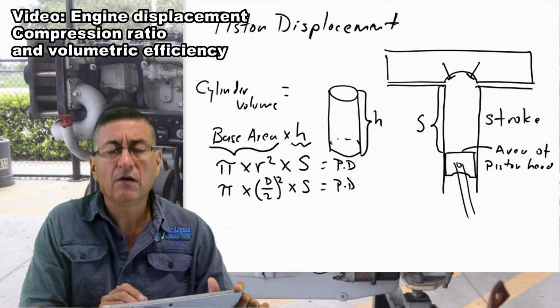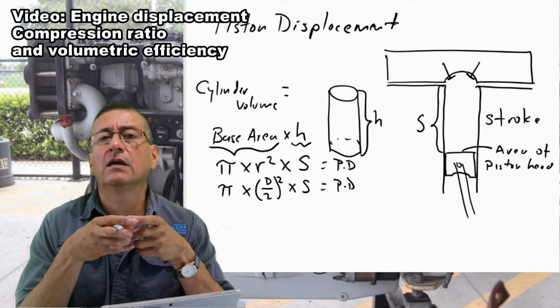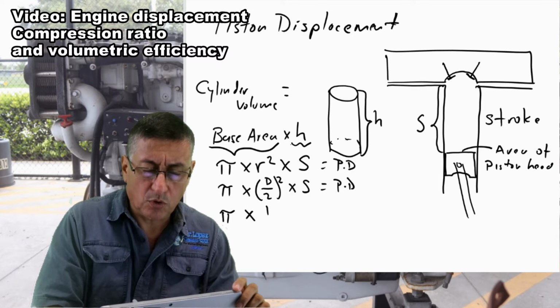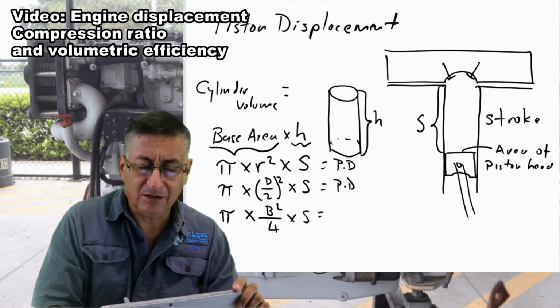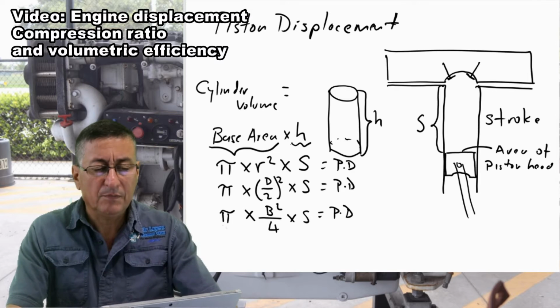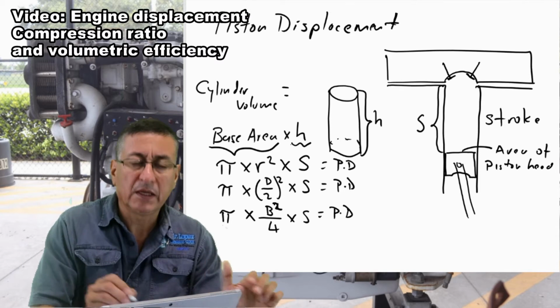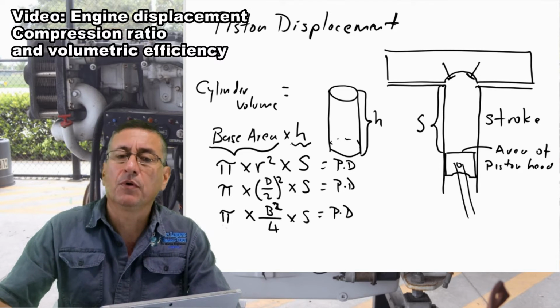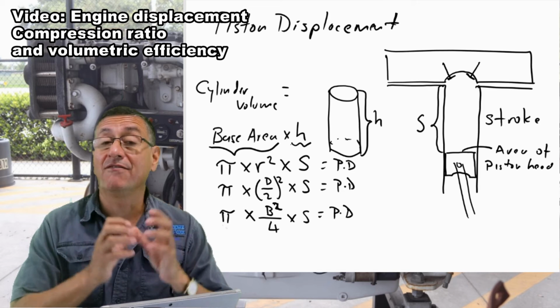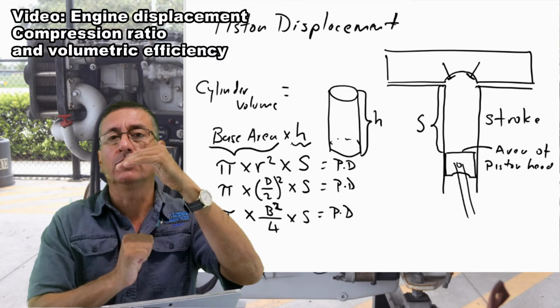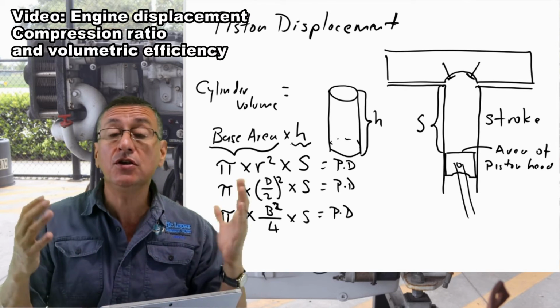What is the other name for the diameter of the cylinder? It is the bore. I am going to replace it: pi times the bore squared divided by 4 times the stroke, and this is piston displacement. Very, very simple. This is a simple formula, and this is the volume of air in one cylinder when the piston is going down. And what is the engine displacement?